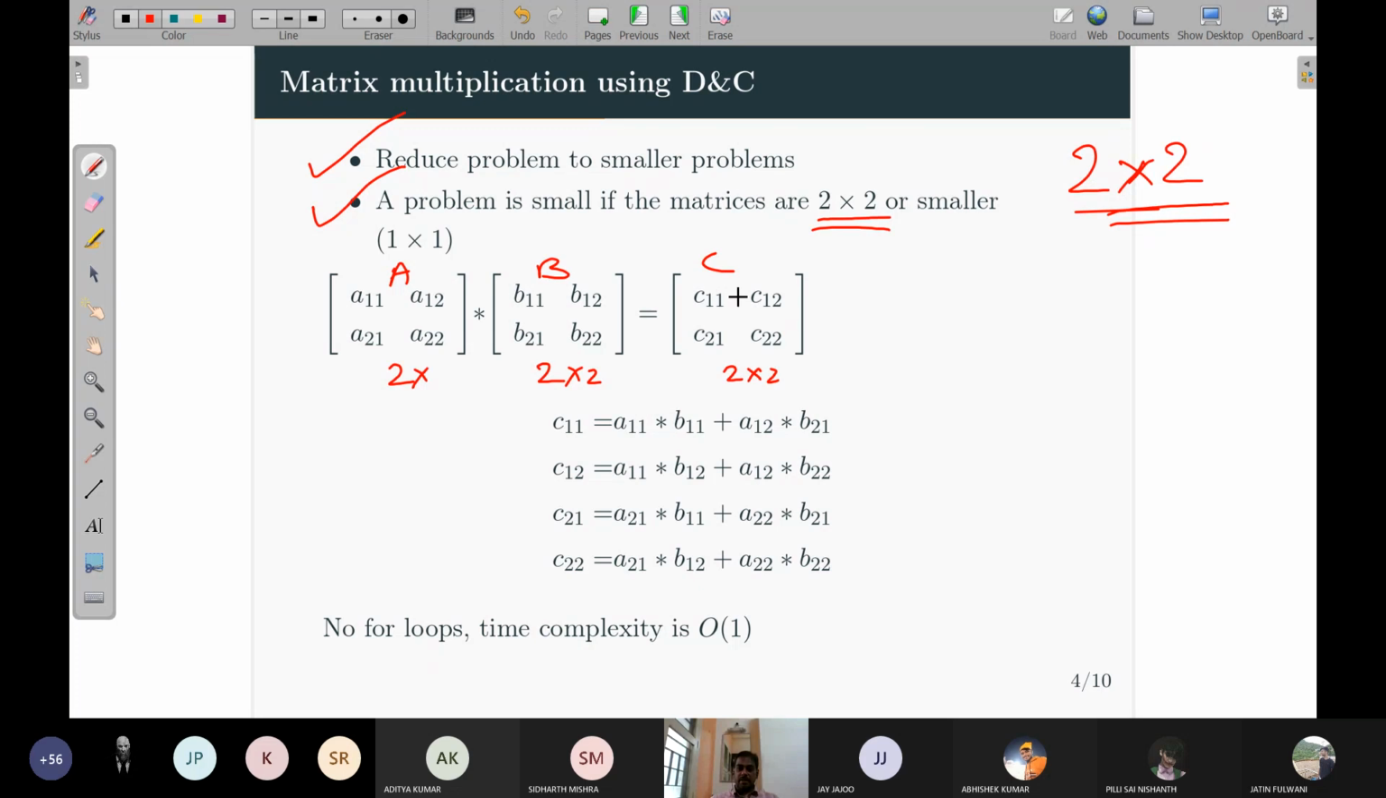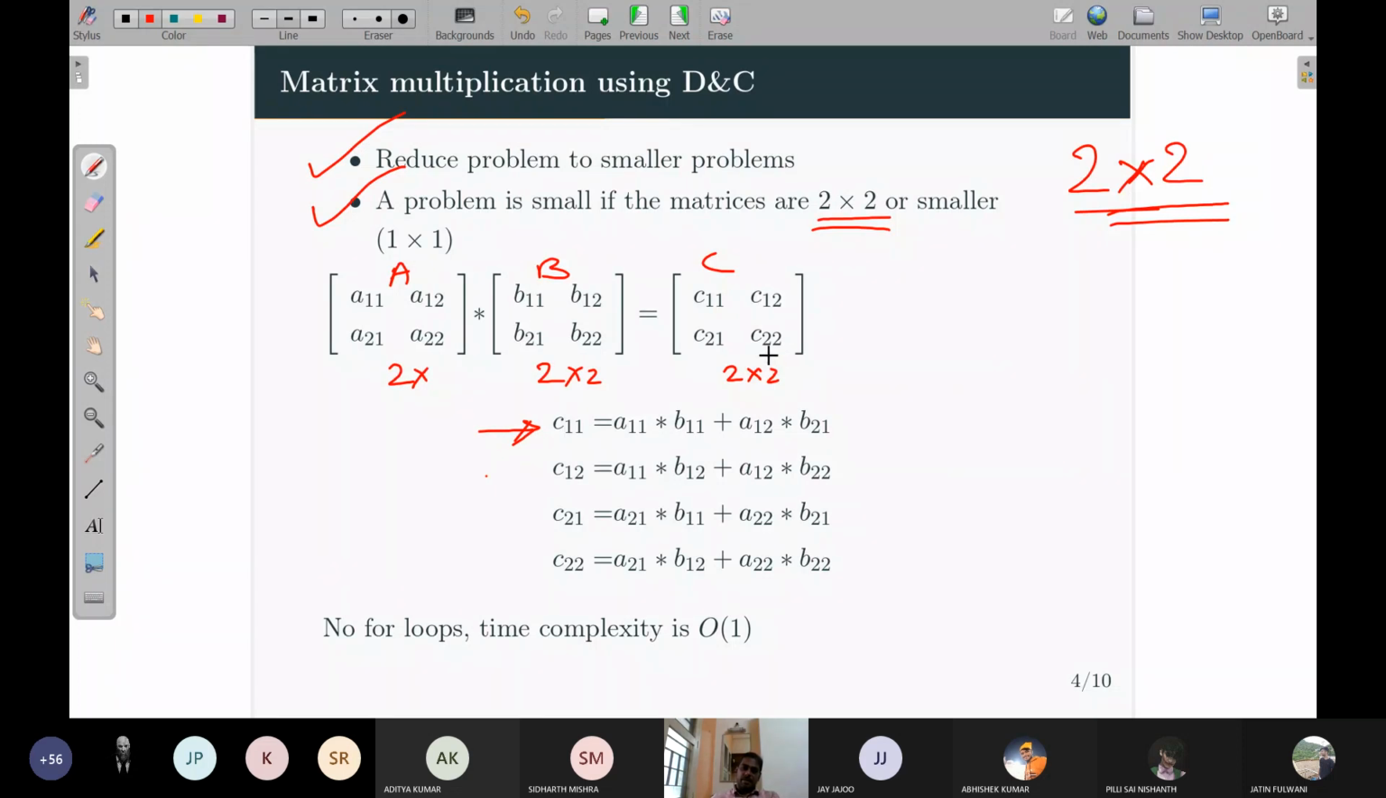How will you identify each entry in C? What is C11? It's A11 into B11 plus A12 into B21. So that is C11. Right. Are you following? Okay. So this is how you can multiply a 2 by 2 matrix. A 2 by 2 matrix you can directly multiply.